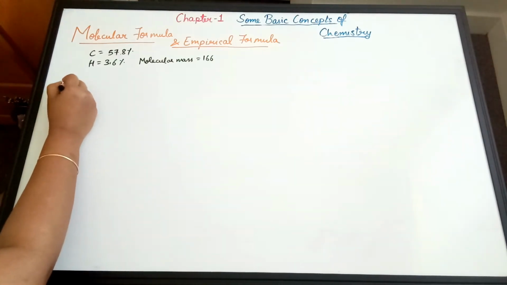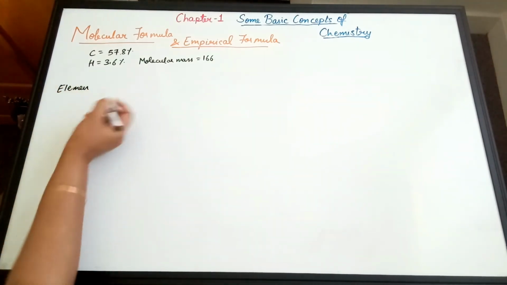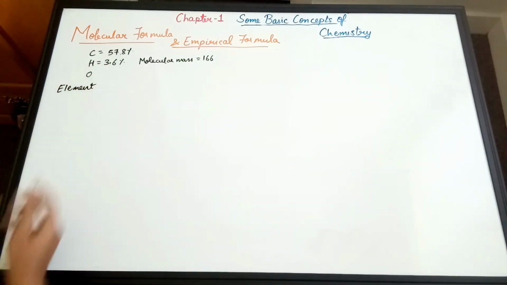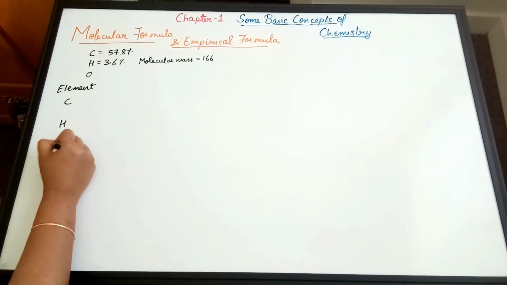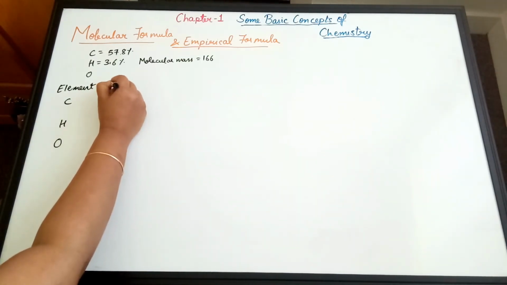So element. You have 3 elements: carbon, hydrogen, and oxygen. The percentage composition.